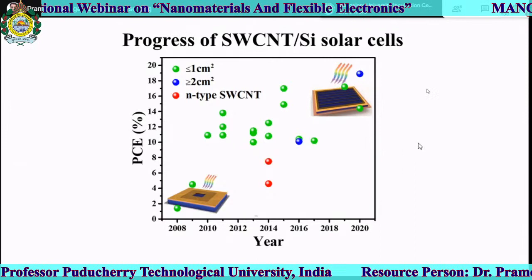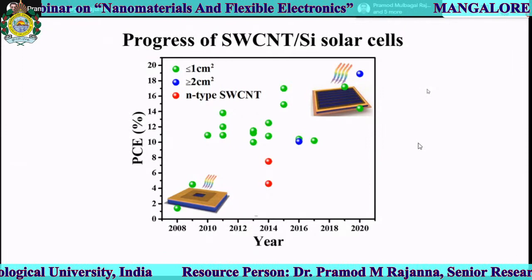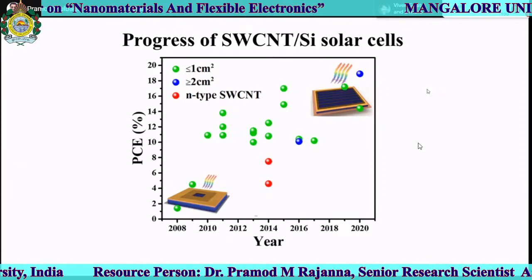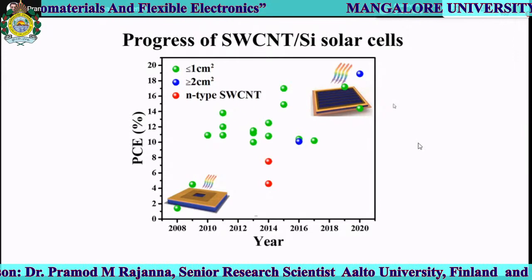So the world record for crystalline silicon is 24% efficiency, but with an infrastructure that consumes very high energy, process technology that is a lot more expensive than what carbon nanotube silicon solar cells can be produced for, which can also be flexible in addition. And also we have moved from small area devices to larger area devices, thereby enabling more electron hole pair collection and generation, which could be used in a real-time application.